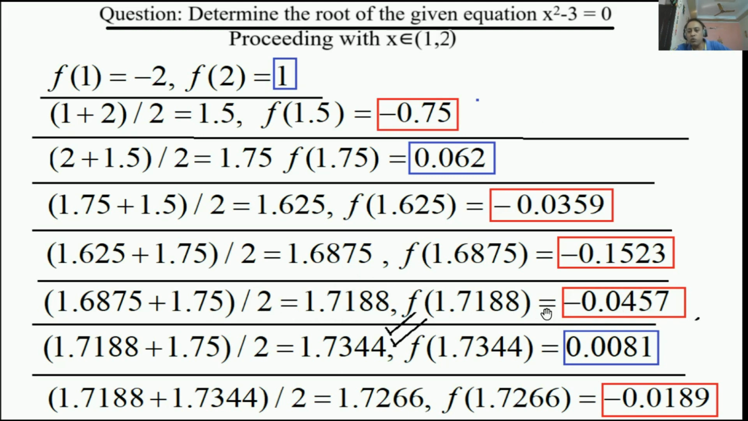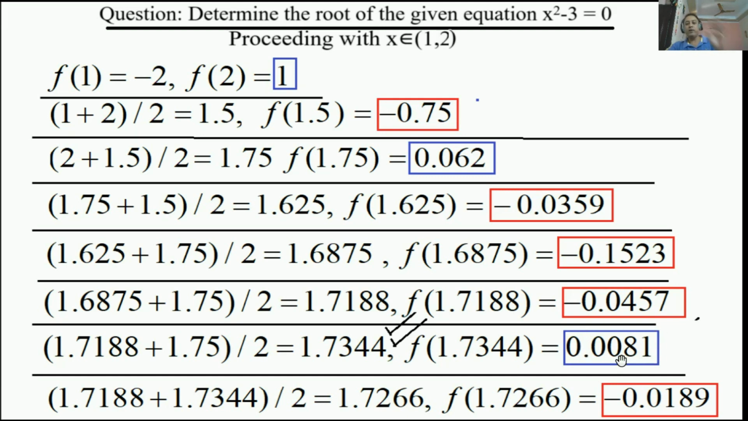So again I want a closer solution. For this 1.7188, f(x) becomes this. The closest number for which f(x) is positive is 1.75 itself. So taking the average of the two, (1.7188 plus 1.75) upon 2 equals 1.7344. So in case I am taking 1.7344 in place of x, I am getting 0.0081, which is very close to 0.